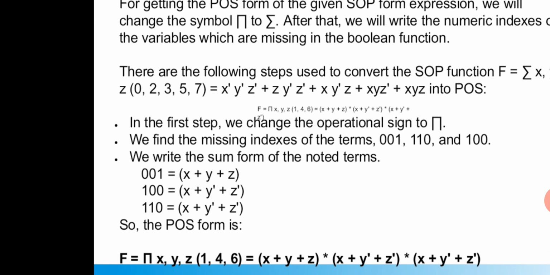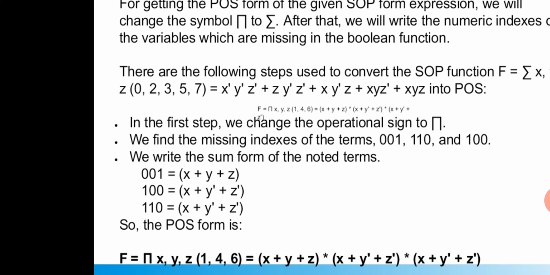So the first step, we change the operational sign to pi. After that, you have to find the missing indexes, the same thing, but here you are going for plus instead of product. Why? Because you are converting sum of products to product of sums. That is the reason why. Next we have to write down the maxterms. How? 001 can be x plus y plus z. 100, it is x plus y' plus z'.